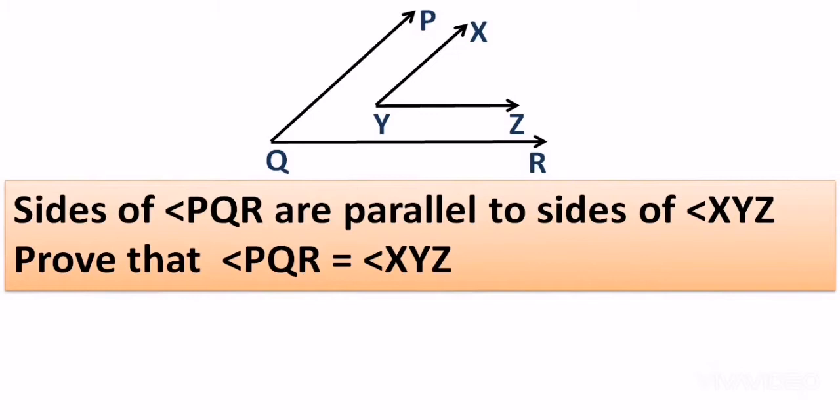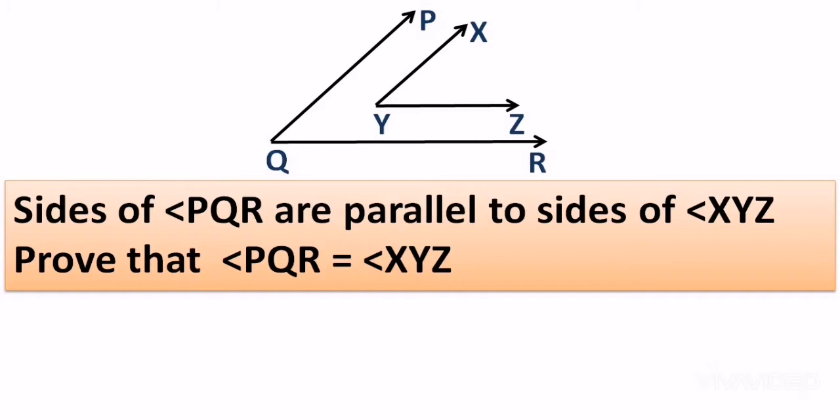The next question on the screen is over here: sides of angle PQR are parallel to sides of angle XYZ, and I need to prove that PQR is congruent to XYZ. The moment they say the sides of PQR are parallel to sides of XYZ, that means corresponding sides. So PQ will be parallel to XY and YZ will be parallel to QR, and it is given to me, and I need to prove the whole angle is congruent.